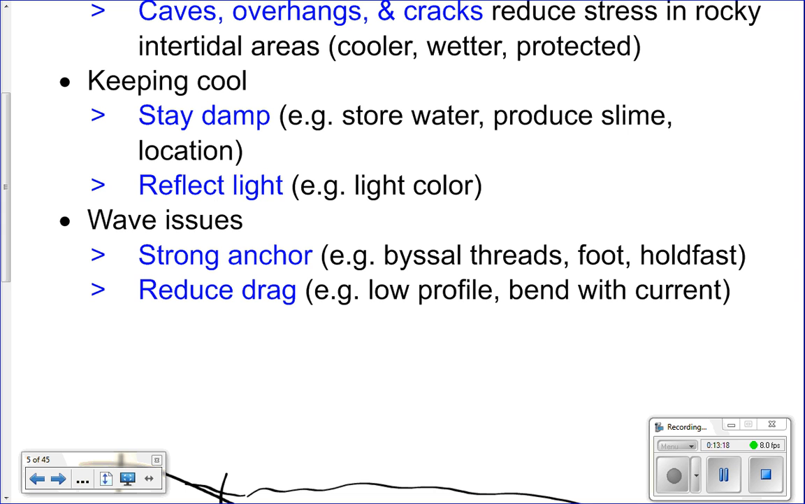For wave issues, they'll try and have a strong anchor, so you'll see mussels have these byssal threads that hold onto the rocks for them. Mollusks that live in areas where there's lots of wave action actually have bigger feet than the same mollusks in a low wave area, because that big foot helps them to suction onto the rocks and hold on better. And if it's an algae, they'll have a big strong holdfast. And then they also try and have a lower profile, so they'll be closer to the rock to try and reduce drag. Make sense?